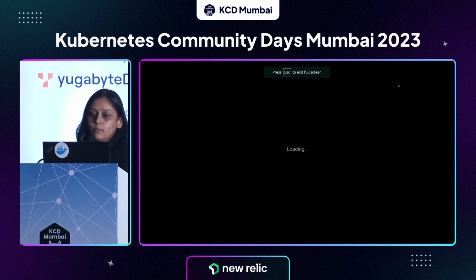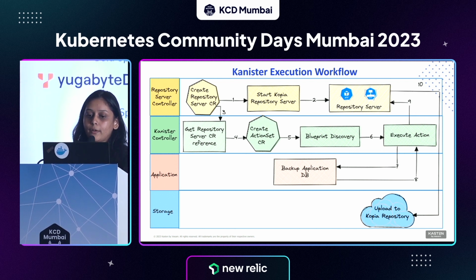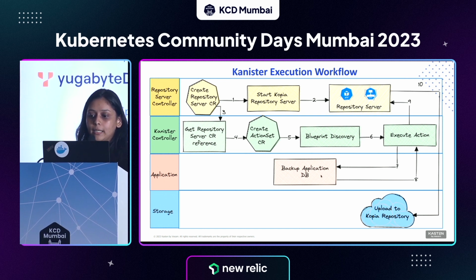Let's get back to the demo. All right, if you look at the workflow that we did currently, we created a repository server which will create a pod and a service for the Kopia repository server. Once that is running, we pass that reference to an action set. Action set tried to find the blueprint from where it is going to create the action. It executed the action, backed up the DB, and actually uploaded the data using the repository server.